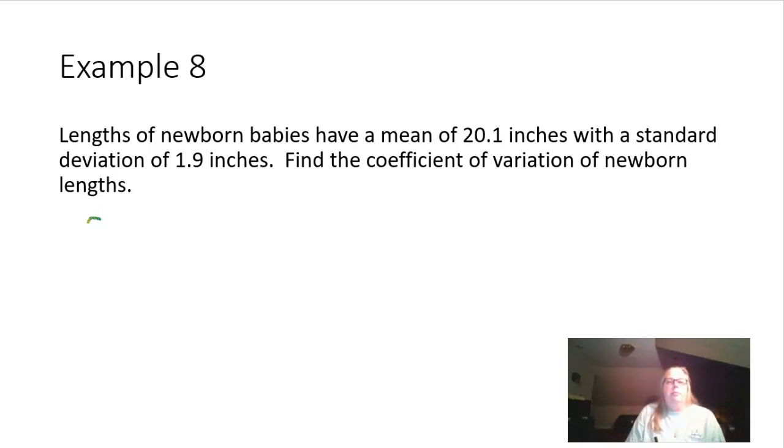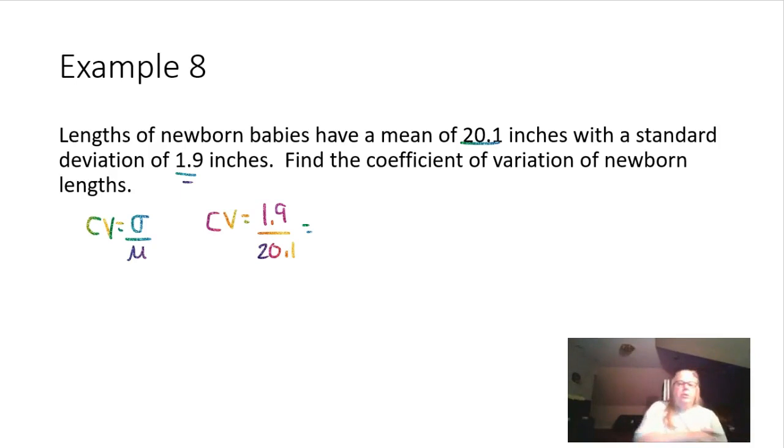All right, our formula for the coefficient of variation is the standard deviation divided by the mean. In this case, our standard deviation they gave us to be 1.9, and the mean they gave us to be 20.1. And we do the division in the calculator here. We're going to get 0.095. And there's our coefficient of variation.